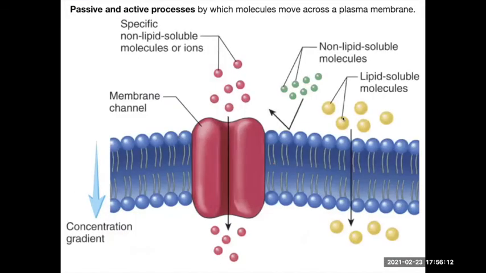And the basic idea is, although these lipid soluble molecules can get through easily, if you are a red molecule, you'll need this red channel to be able to pass through the membrane. If you're a green molecule and there's no green channels, you're not getting through the membrane. So all these channels are going to be allowing some things in, but they're not just going to allow anything in. So we'll look at the different types of channels today.